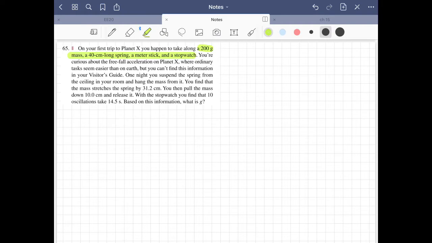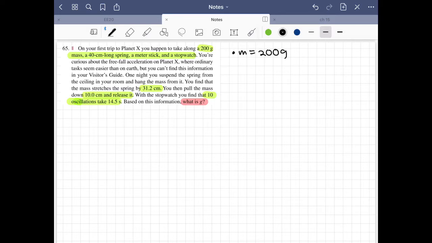One night, you suspend the spring from the ceiling in your room and hang the mass from it. You find that the spring stretches by 31.2 centimeters. You then pull the mass down 10 centimeters and release it. With the stopwatch, you find that 10 oscillations take 14.5 seconds. Based on this information, what is g? So let's write down this information.